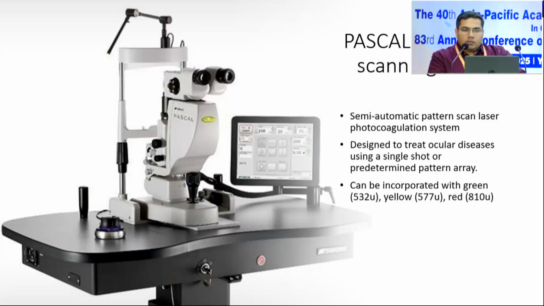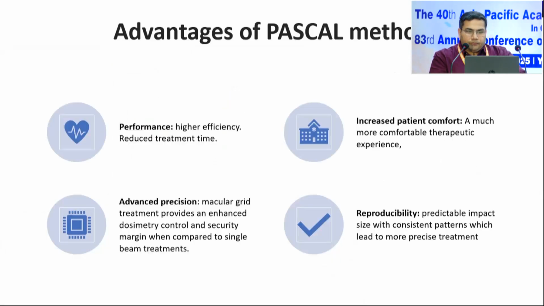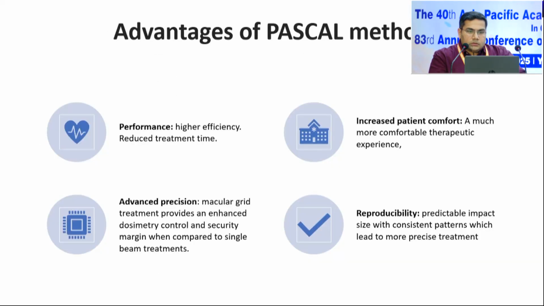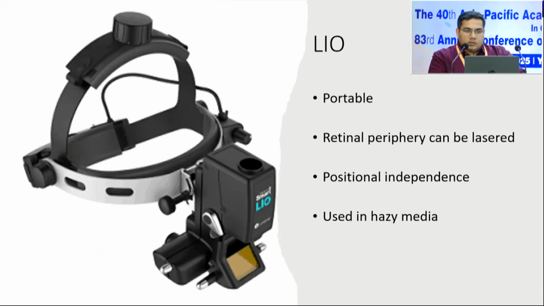I was talking about the Pascal laser, the pattern scanning laser. So this is basically a semi-automatic pattern laser, because here you can control where to do, and the laser points are also well spaced. So I'll show you one. So this is LIO, as we discussed, for the more peripheral lesions.